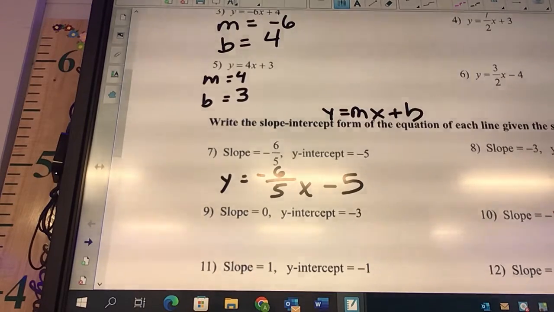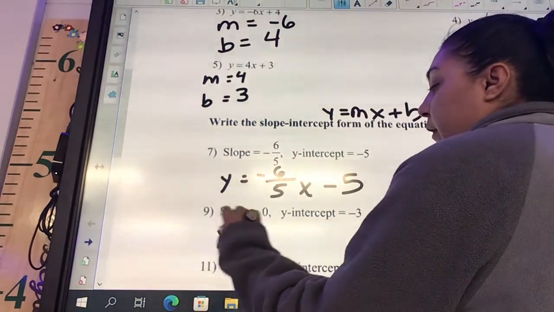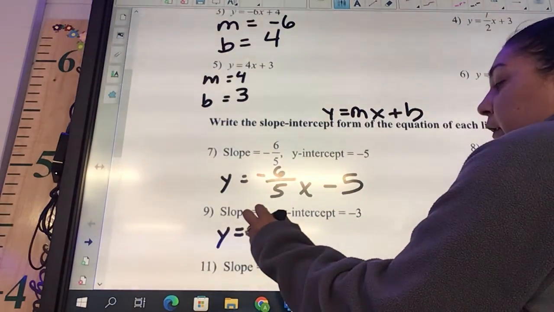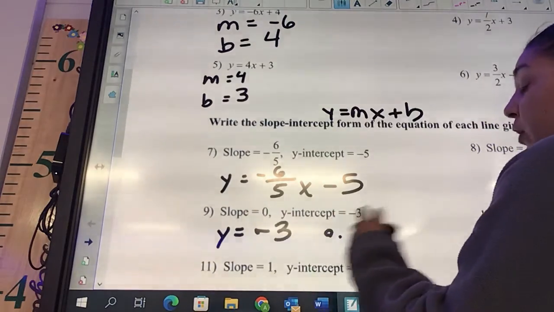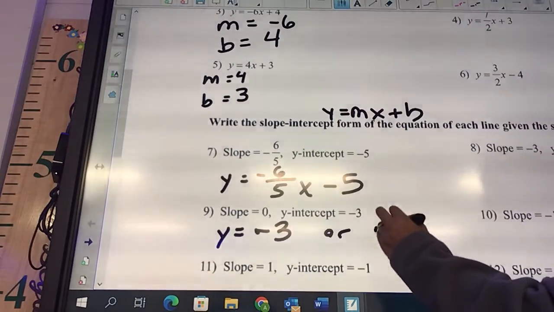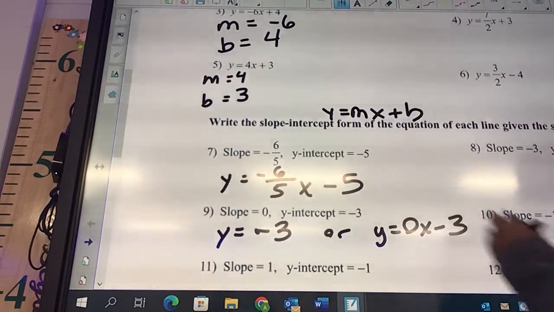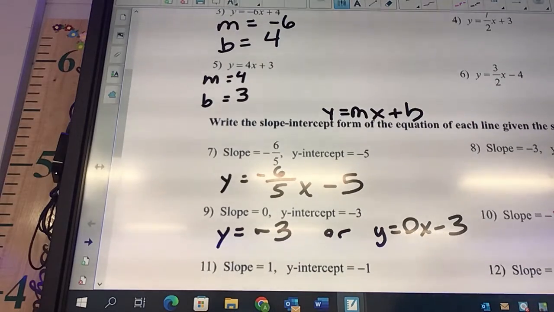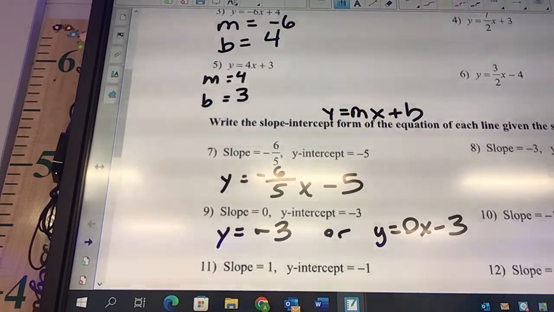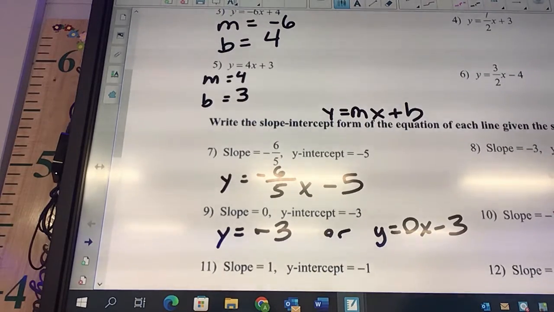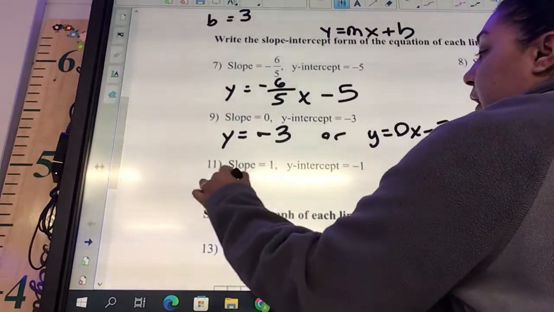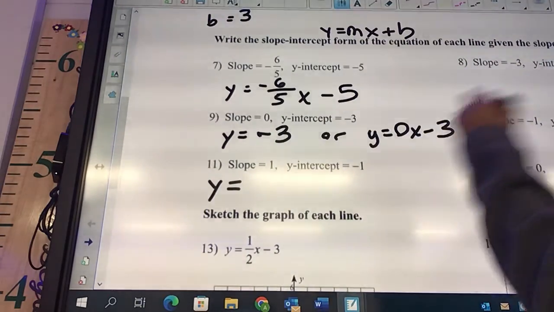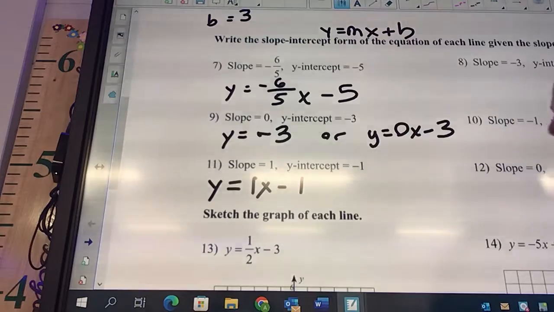Okay, number 9, what's it going to look like? Yeah, you can say -3. Or for those of you guys that are more comfortable with this, you can say y equals 0x minus 3. That also works. 0x is just nothing. Okay, it disappears anyway. So, but if it makes you feel better to use the formula, then do that. Okay, 11. What's it looking like? Good.